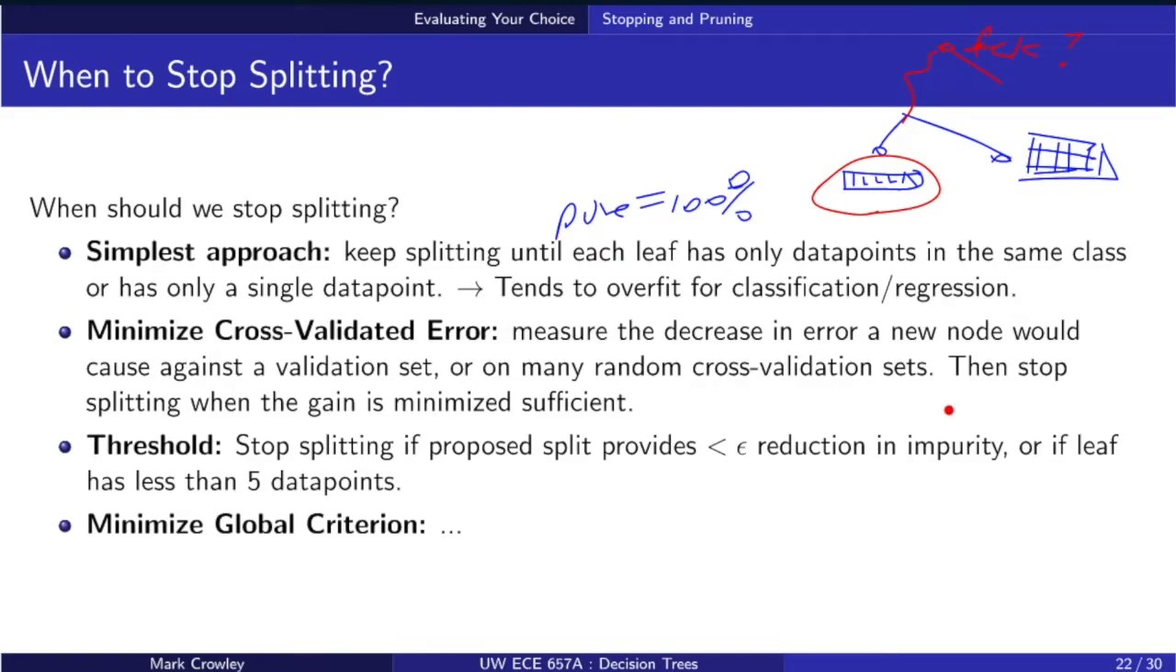What else do we have here? Other things you could do, rather than just waiting for it to be pure, you could look for the minimum reduction in cost, like we're talking about. If that cost reduction is not big, then you just stop. Right, that's basically this one. If the delta cost that we talked about before is less than some threshold, say 0.1 or something, then you say, don't bother, right? It's not really helping much, we'll just leave them all in one leaf, right?